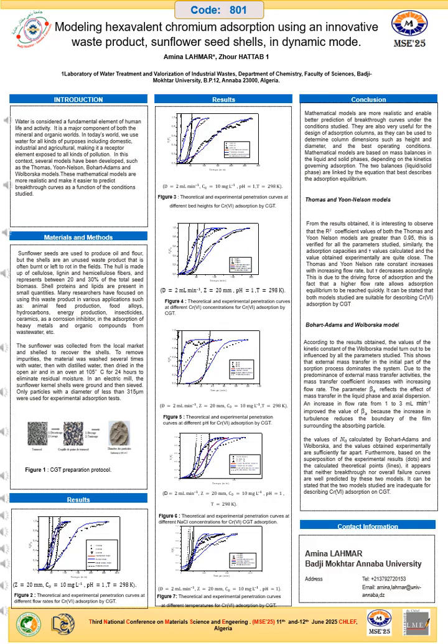Sunflower seeds are used to produce oil and flour, but the shells are an unused waste product that is often burnt or left to rot in the fields. The hull is made up of cellulose, lignin and hemicellulose fibers, and represents between 20 and 30% of the total seed biomass. Shell proteins and lipids are present in small quantities.